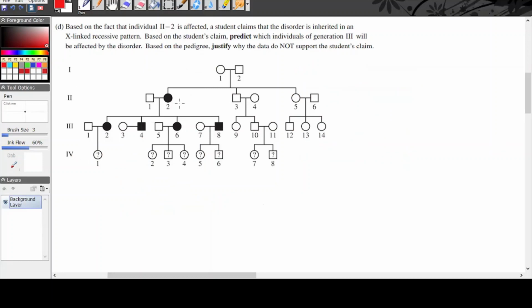The next part of this question says, based on the fact that individual 2 of the second generation is affected, a student claims that the disorder is inherited in an X-linked recessive pattern. Based on the student's claim, predict which individuals of generation 3 will be affected by the disorder. So, in order to understand this question, you will have to understand X-linked recessive pattern. An X-linked recessive pattern refers to a genetic condition which is associated with mutations in the X chromosome.